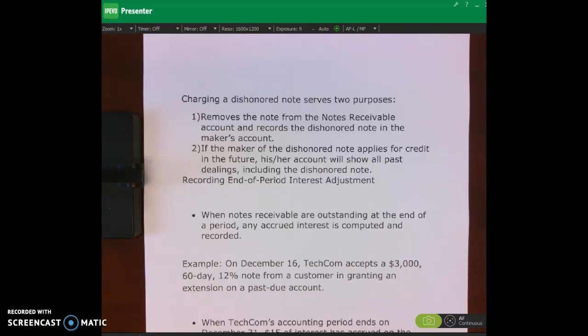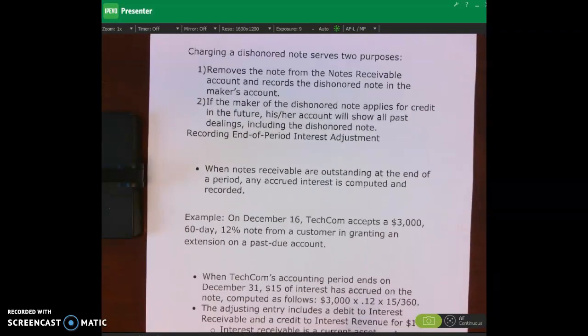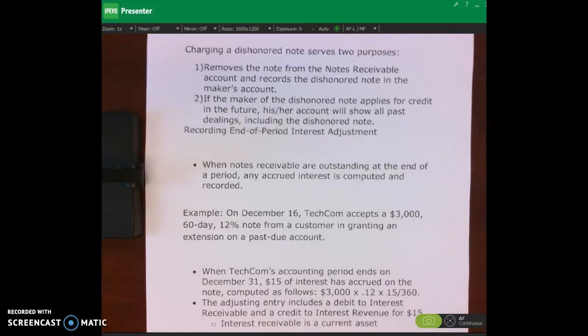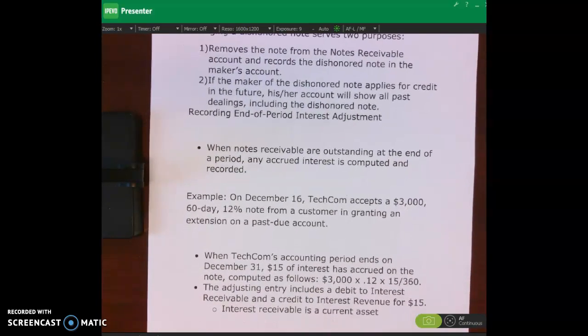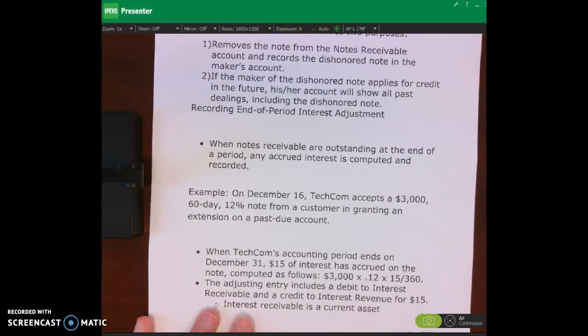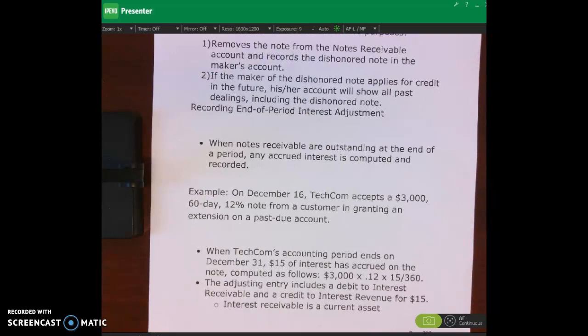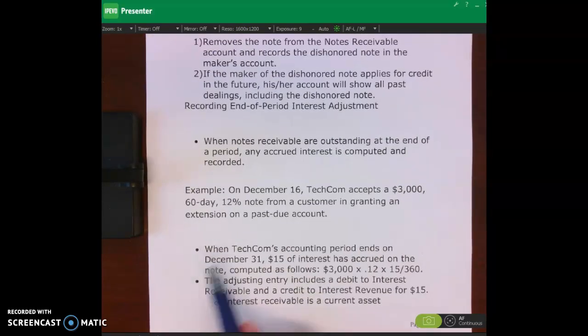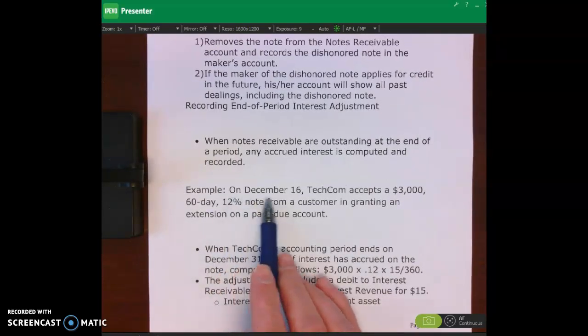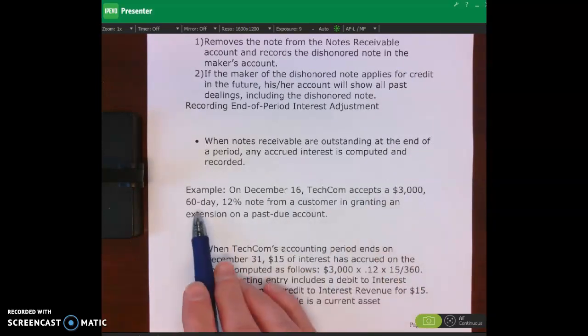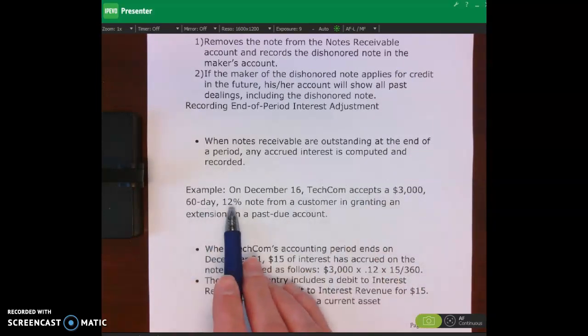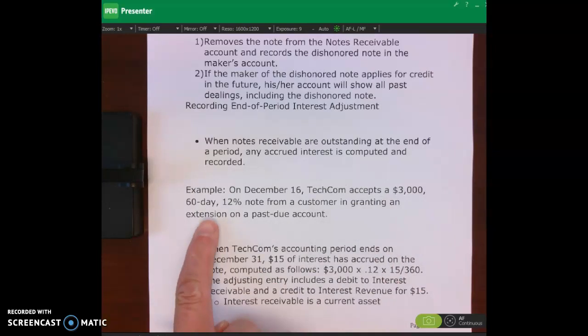Let's look at our final situation revolving around notes receivable, which is recording our end of period interest adjustment. Remember, the revenue recognition principle says that we record revenue when we earn it. How do we earn interest revenue? Time elapses, time goes by. So, for example, on December 16th, TechCom accepts a $3,000 60-day note at 12%. We're not going to get paid our interest until the next year.